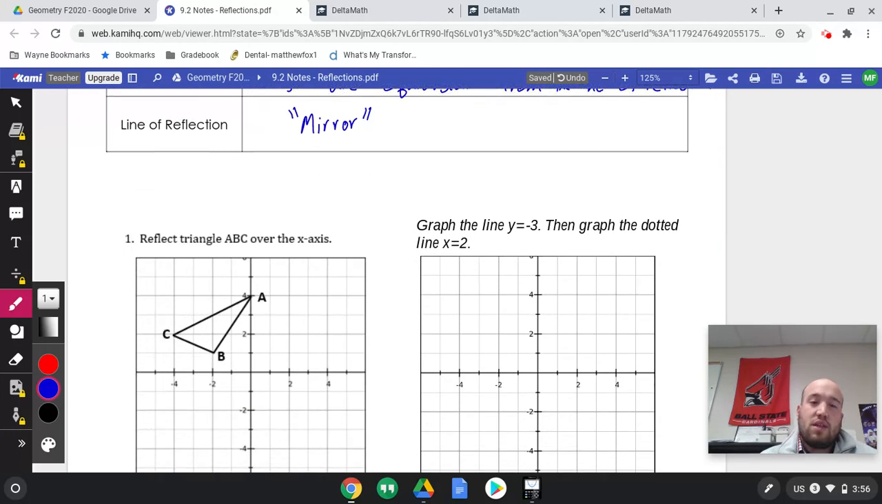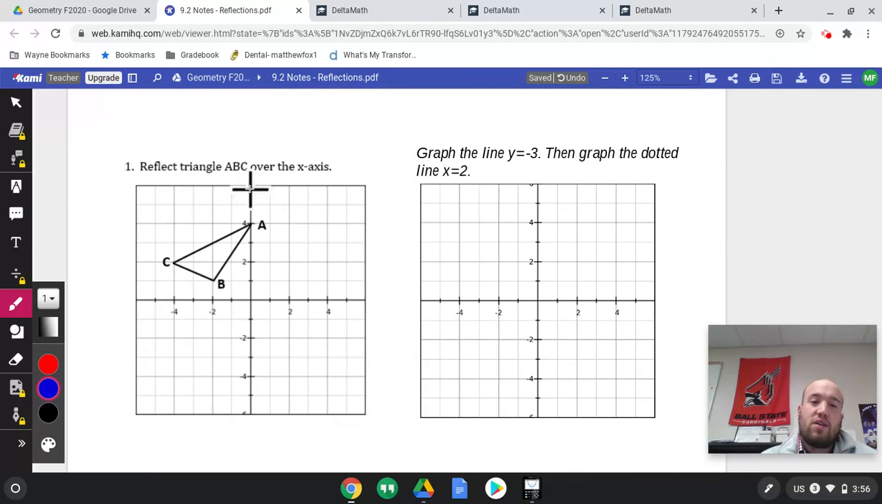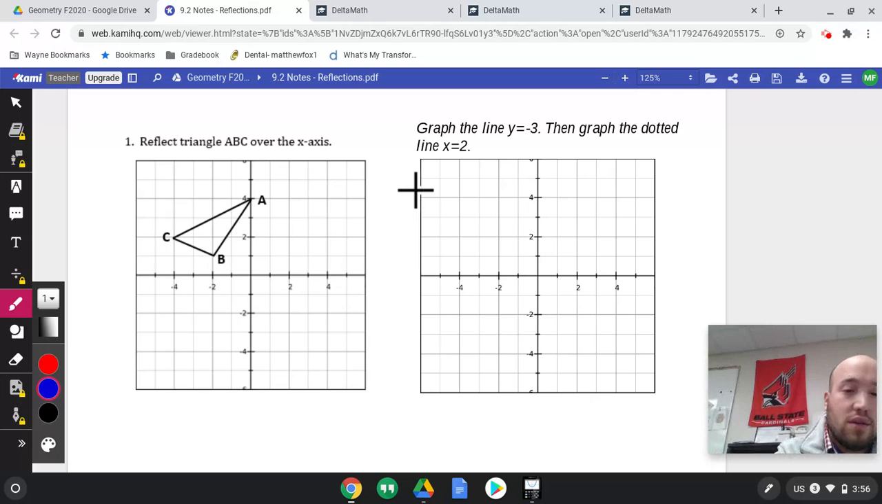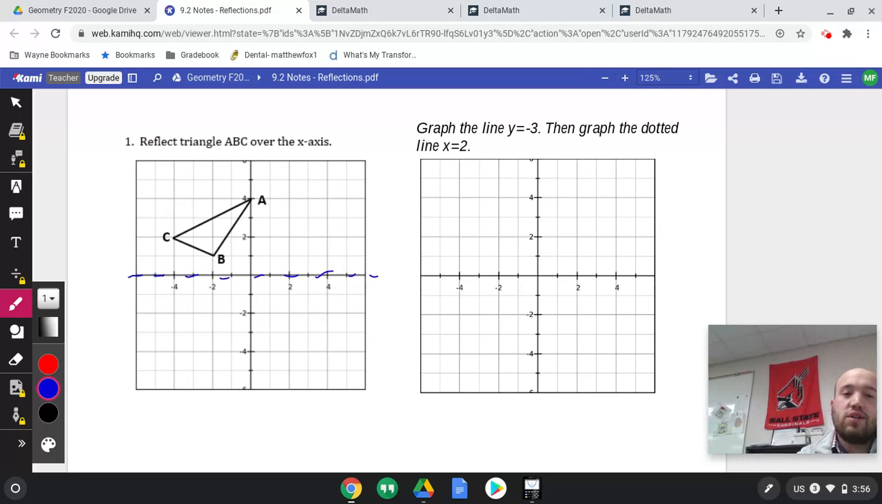So let's take a look here now. It says reflect triangle ABC over the x-axis. First thing I want us to do is establish where is this x-axis. So hopefully you know your x-axis right here. So we can look at each of these points. Let's start with A. How far is A away from the x-axis? So 1, 2, 3, 4 away. So we have to go past that 1, 2, 3, 4. If it takes 4 to get there, we'll go 4 past.